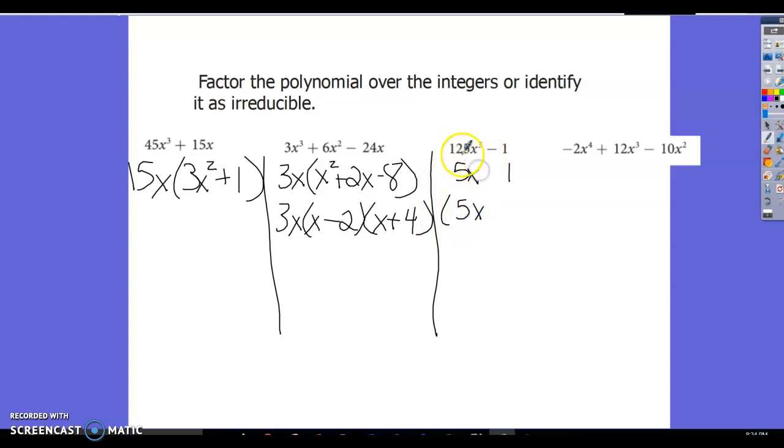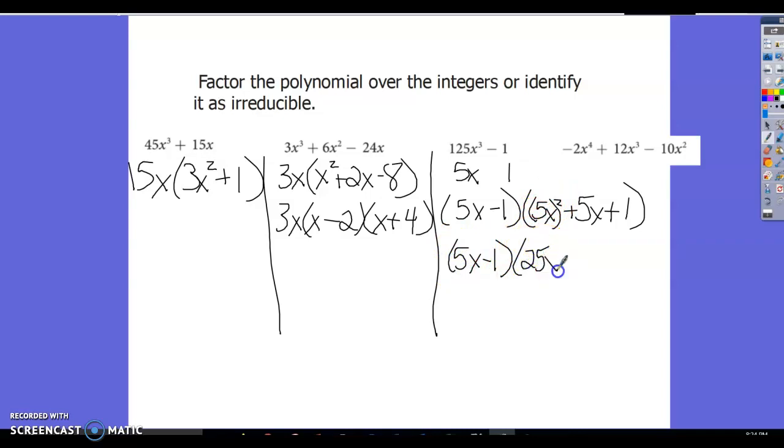5x. That should have an x with it because that's an x cubed as well. And then I'm going to have a minus 1. That's my A minus B. And then I'm going to have A squared. So I'm going to square the 5 and the x. And then I'm going to have the opposite sign. Opposite sign is positive. 5x times 1 is 5x, and then always positive on the end. B squared, 1 squared is just 1. All right, so this could be factored as 5x minus 1. It's going to be 25x squared plus 5x plus 1.